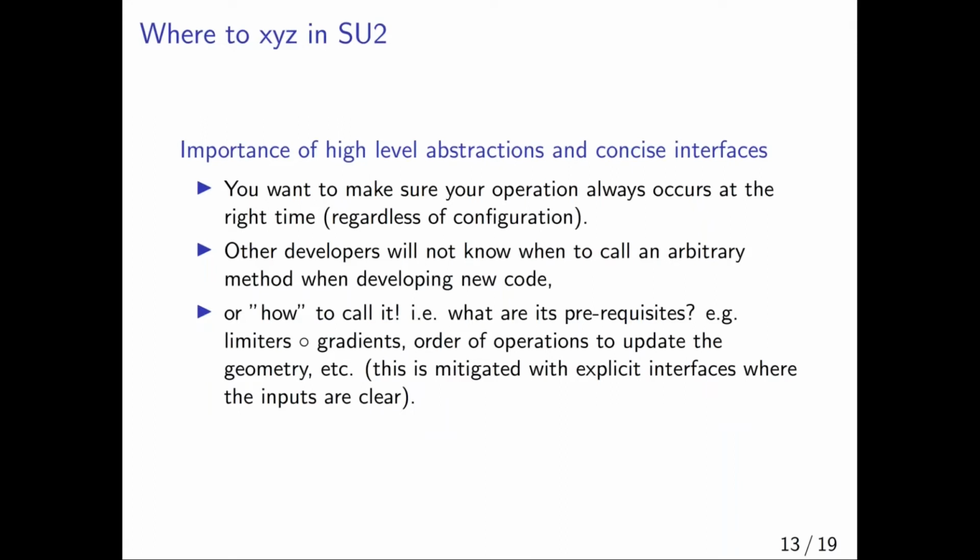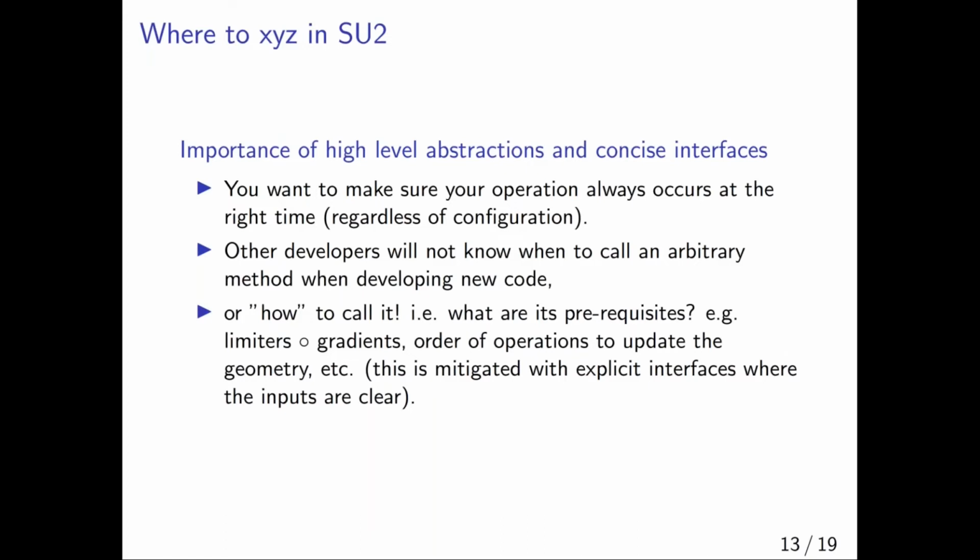The importance of these high-level abstractions and having concise interfaces is that you want to make sure that your operation always occurs at the right time, regardless of how the code is configured. For example, if someone uses your feature in an FSI context or unsteady or something like that, you want to categorize it yourself in the right place, pre-processing, post-processing, spatial integration, time integration, so that other developers, who will not know when to call some arbitrary method, don't have to figure this out when developing a new application.